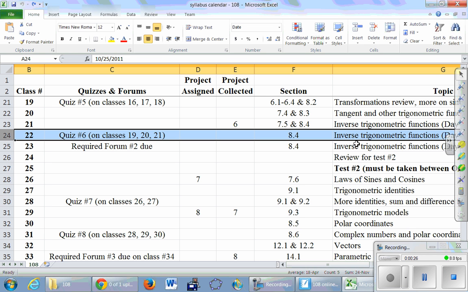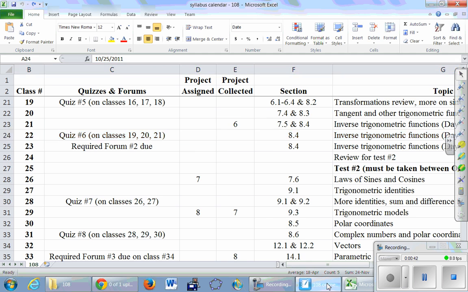Next class is day 3 of inverse trig. Then we have our review day and then the test. Look at the syllabus calendar to figure out exactly when you need to take that test. And I'll just point out there are no projects due between now and the test. So you have a little bit of a break before project 7 is assigned, which is right after the test.